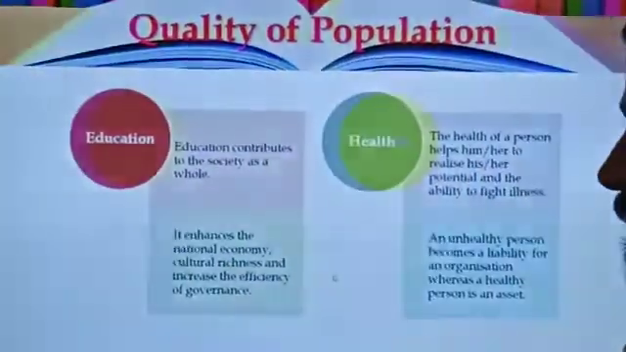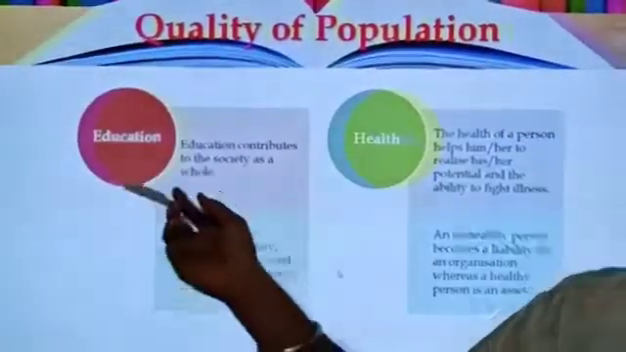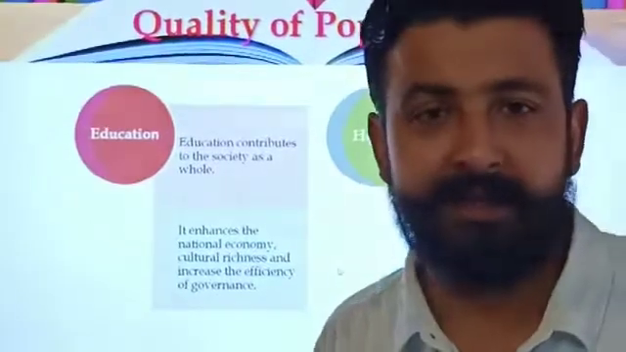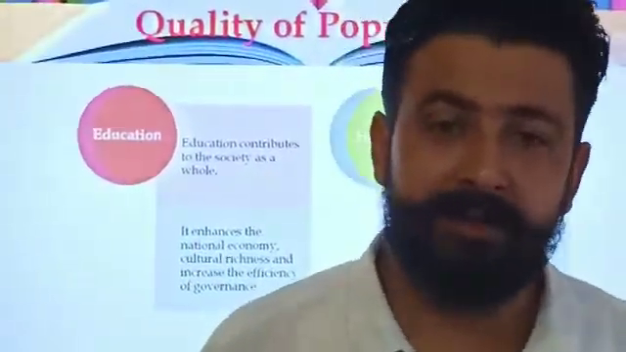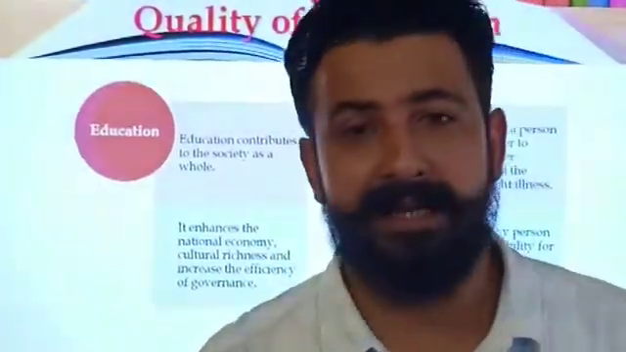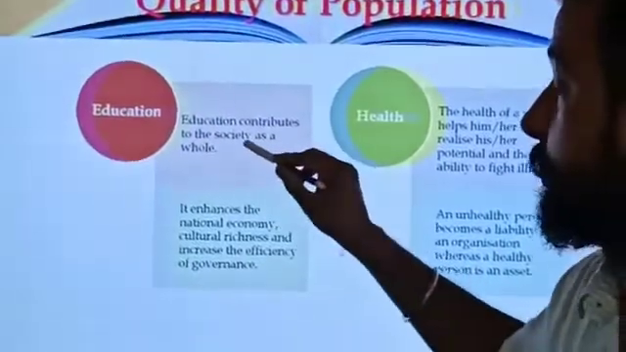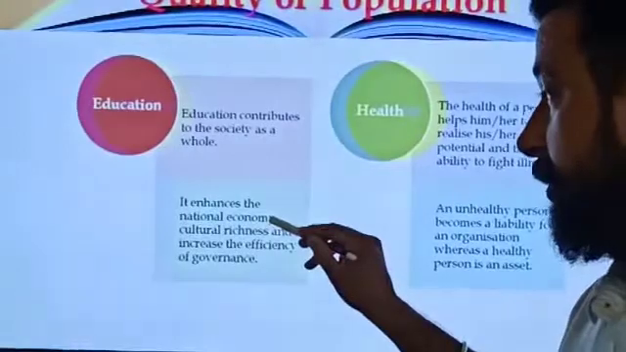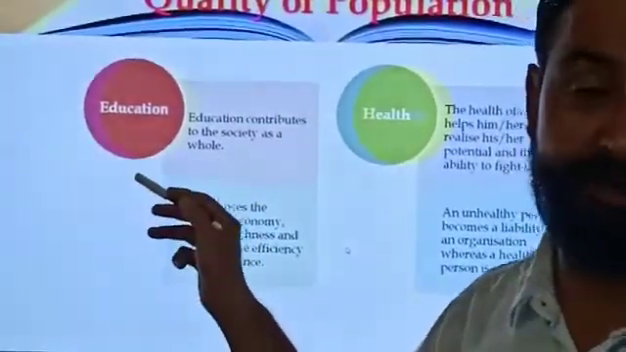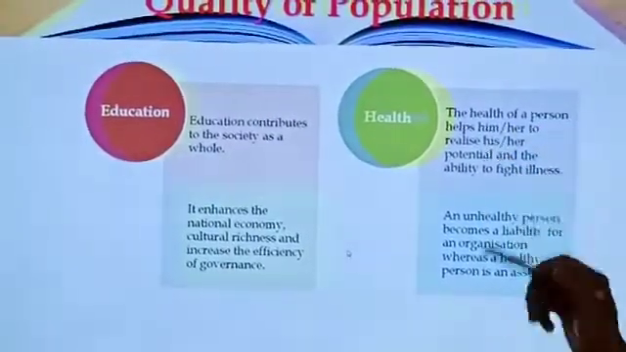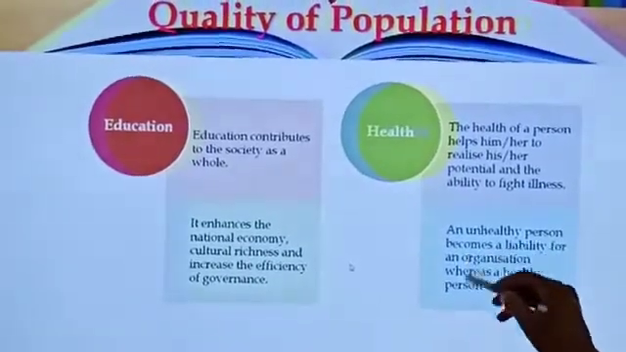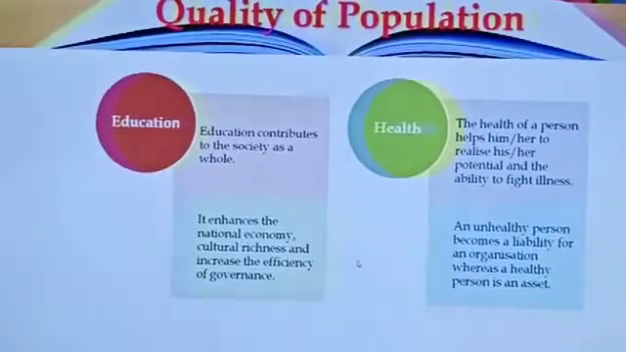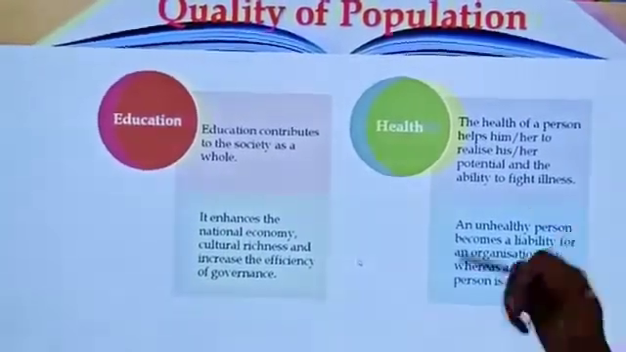Now next, quality of population. As I have told you, education and health are the indicators of national progress, and our economy depends upon this. Human resource or human capital means the skill, the knowledge, the enterprise that is in the human being, and we can channelize those resources according to our requirement. So, what is education? Education contributes to the society as a whole. It enhances the national economy, cultural richness, and increases the efficiency of governance. Now, health. The health of a person helps him or her to realize his or her potential and the ability to fight illness. It means an unhealthy person becomes a liability, a burden for the society and for an organization also, whereas a healthy person is an asset, a productive part.